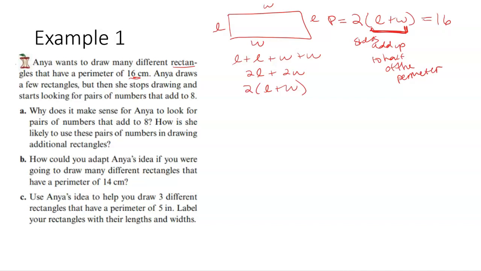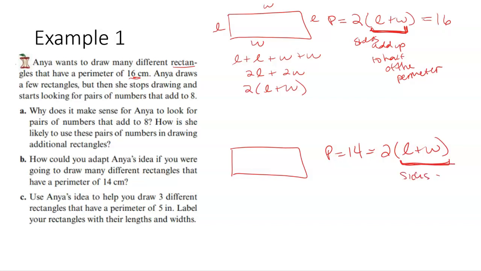How could you adapt if you were going to draw many different rectangles that have a perimeter of 14 centimeters? Okay, so we know that the perimeter is 14, and we know that it's going to be length plus width. And we want to add these numbers here. Well, 2 times what is going to get us to 14? So we want to find sides that add up to 7. That's going to make it a lot easier for us.